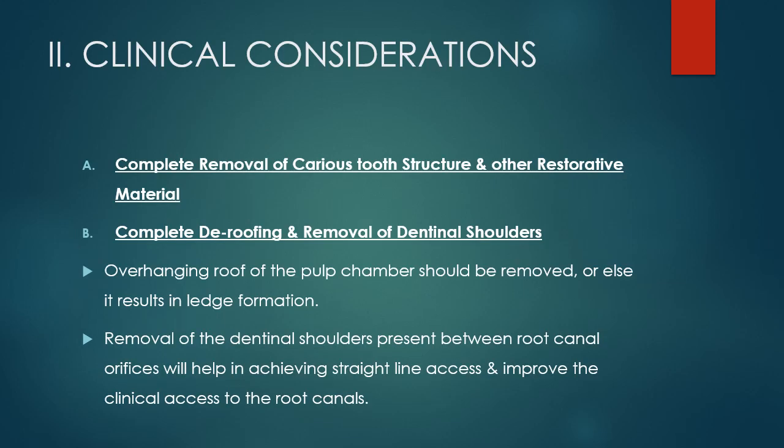And now coming to the clinical considerations. Clinically, first we have to remove all the carious tooth structure and other restorative material. Next, complete de-roofing and removal of the dentinal shoulders. Shoulders are nothing but the overhanging roof of the pulp chamber, right? We have to remove everything. The overhanging structure of the pulp chamber has to be removed completely to form a straight access cavity. Removing it between the orifices will help in achieving straight line access and improve the clinical access to the root canals.